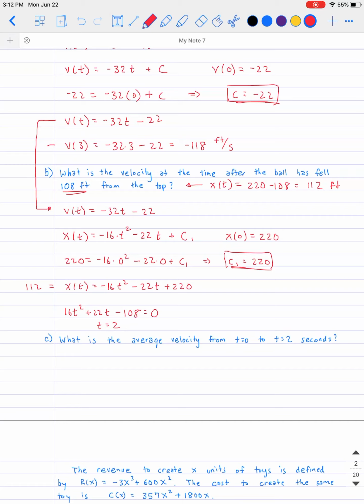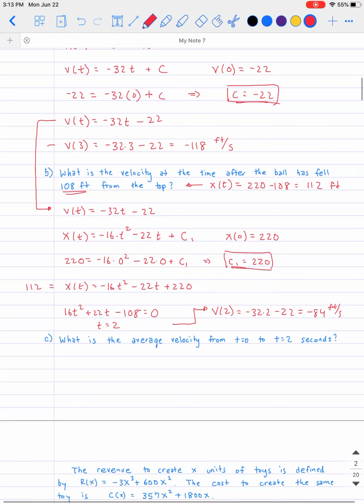And now that we know the time, we're going to plug it back into our velocity equation. So the final item: v of 2 is what I'm trying to solve for, which is negative 32 multiplied by 2 minus 22. So it looks like our velocity at t equal to 2 seconds, which is when you have a height of 112, is equal to negative 84, and that's in terms of feet per second.